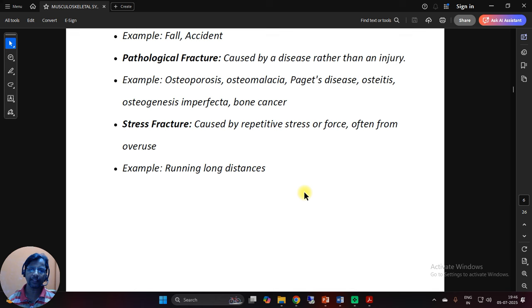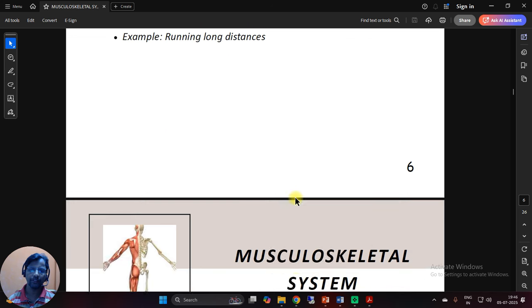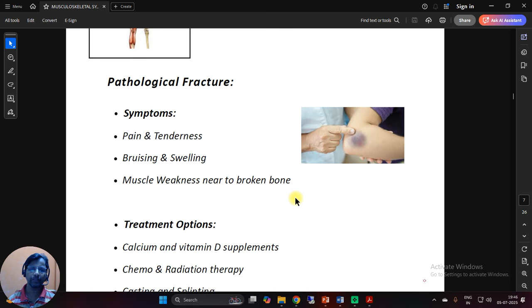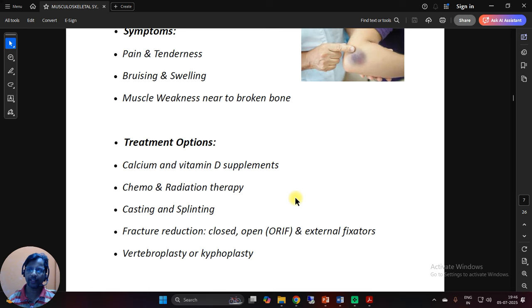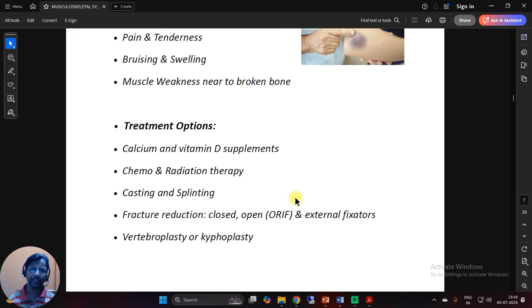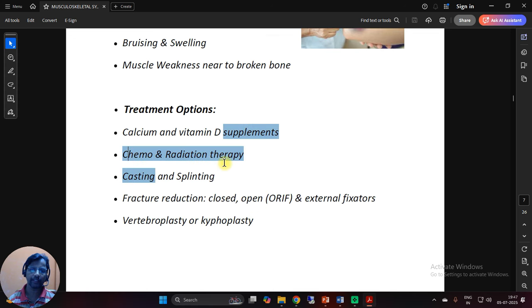Next one is stress fracture. Most of the time, stress fractures are caused by repetitive stress or force, often from overuse. Okay. Next example is running long distances. Okay. Next, pathological fracture symptoms: pain, tenderness, bruising, swelling, muscle weakness near the broken bone. Treatment options are calcium and vitamin D, chemo and radiation therapy. Most of the time, these are for bone cancers. Okay. So, casting and splinting, fracture reduction, closed, open or external fixation, vertebroplasty or kyphoplasty.